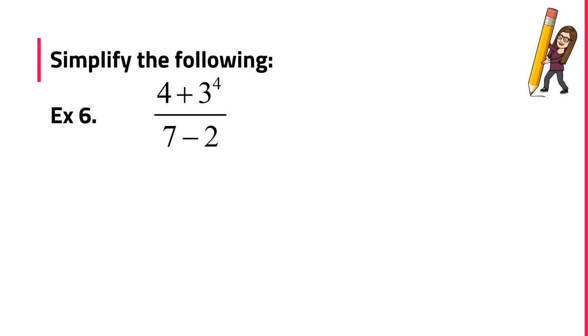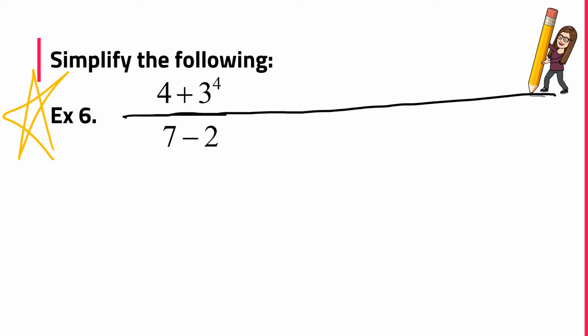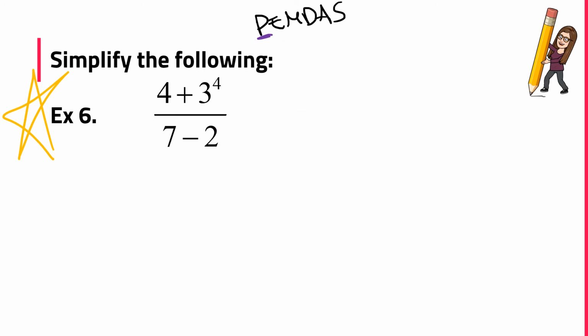Ooh, look at this one. This is one of those special ones. Can you please draw a star by it again? What we're going to do is treat it like 2 separate problems to begin with. So we're still going to go through PEMDAS, but we're going to look at the top and then look at the bottom. So first of all, do I have any parentheses? Nope, I don't. Do I have any exponents? Yes, I do.